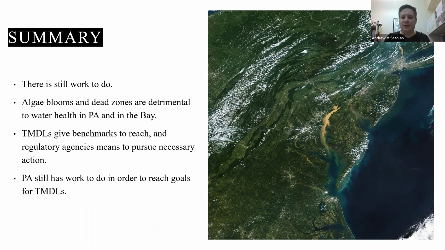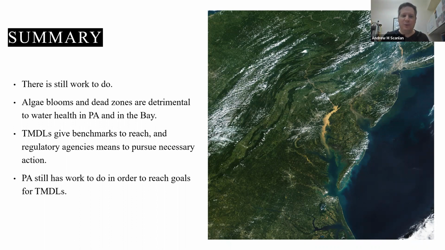Okay. So in summary, there's still work to do, especially within Pennsylvania. We started this talk talking about algae blooms and how algae blooms are caused by increased nutrients. These algae blooms can eventually lead to dead zones, and dead zones are detrimental to water health within Pennsylvania and within the bay. So Pennsylvania and the Chesapeake Bay are linked, whether we like it or not, and there are things we need to do to improve that.